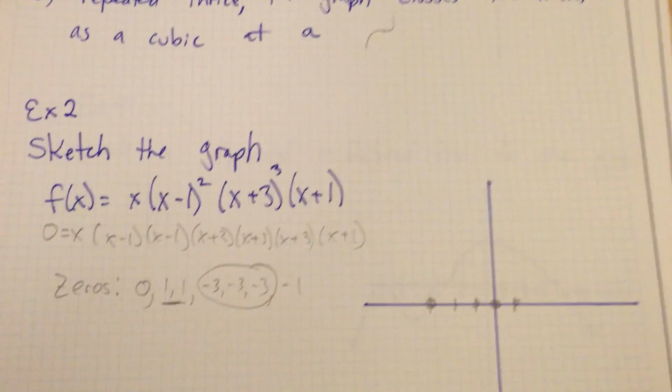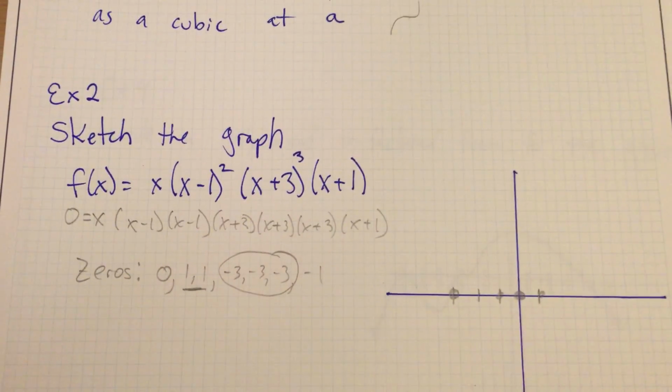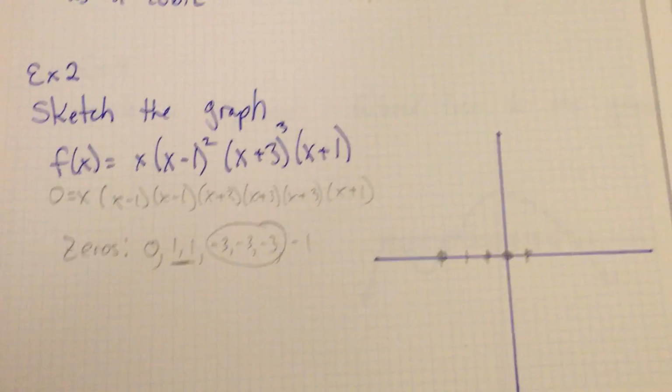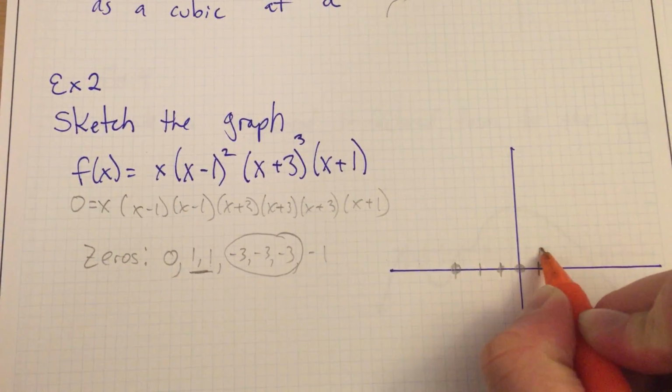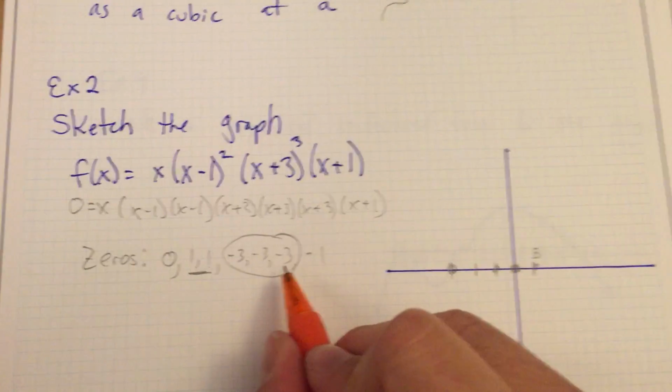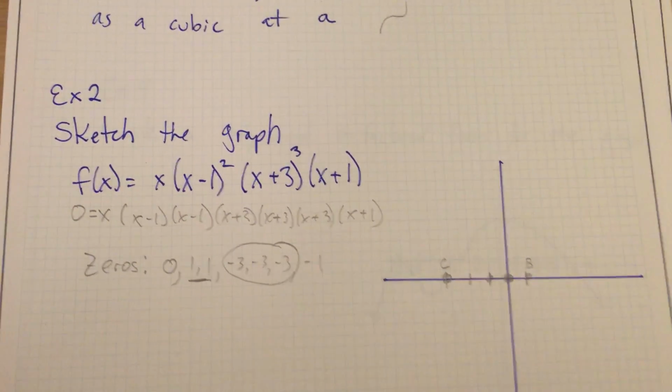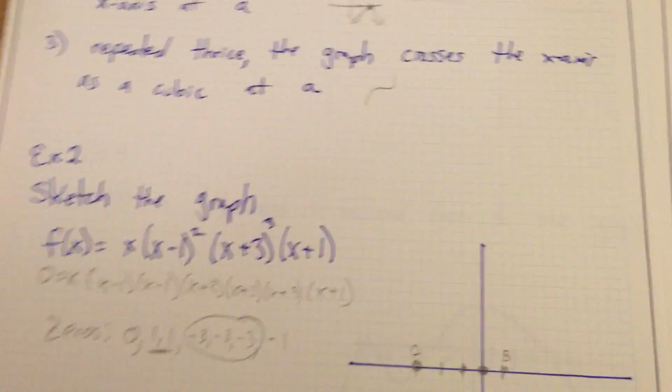Okay, so when I have multiplicities and they're at different numbers, I like to put a little b or c next to what I want to do. So I know that there's going to be a bounce at 1, so I put a little b there. I know that there's a cubic through negative 3, so I'll put a little cube sign right there.